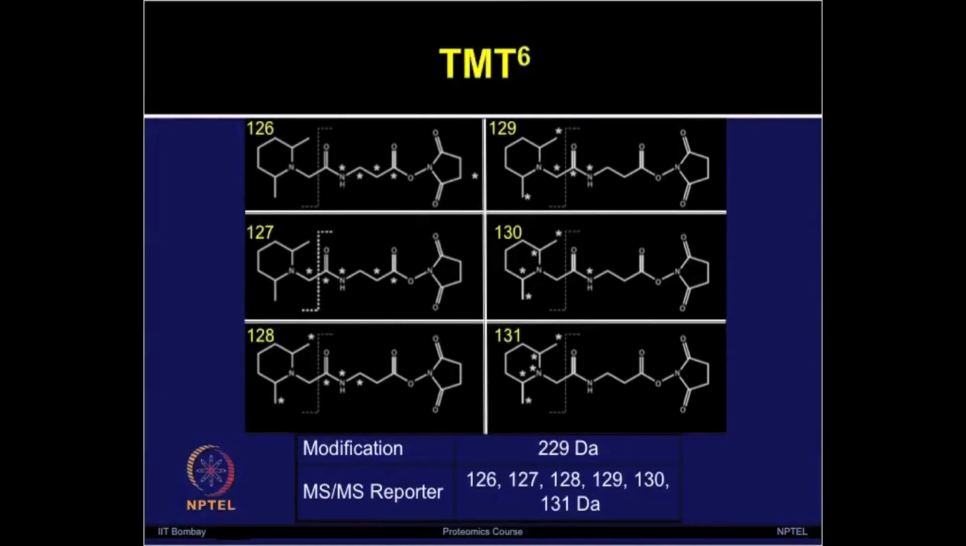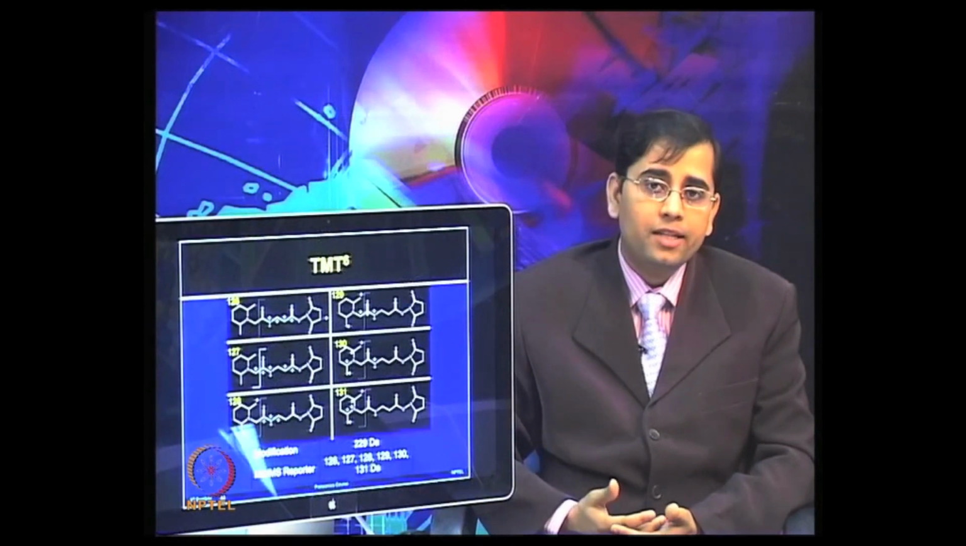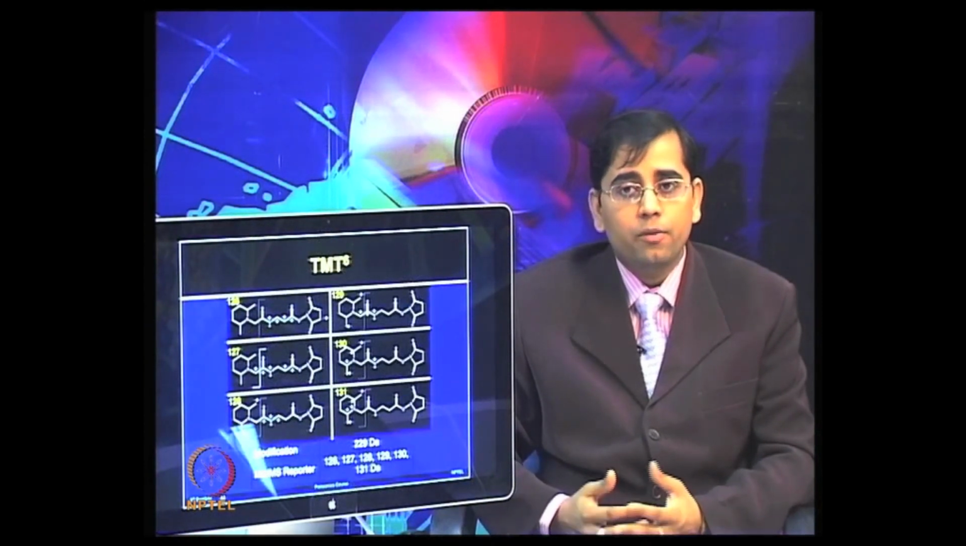Let us now look at the TMT 6-plex reagent. It allows the comparison of up to 6 conditions. The MS reporter ions, as you can see in the structure, are 126, 127, 128, 129, 130 and 131 Daltons. So, the TMT 6-plex reagent allows comparison of up to 6 conditions. It could be useful for studying time course, drug dose responses, replicates, or looking for multiple sample disease comparison. The modification is 229 Daltons.